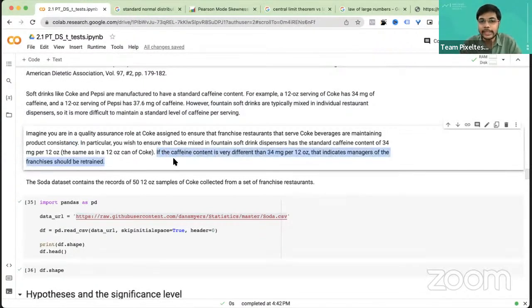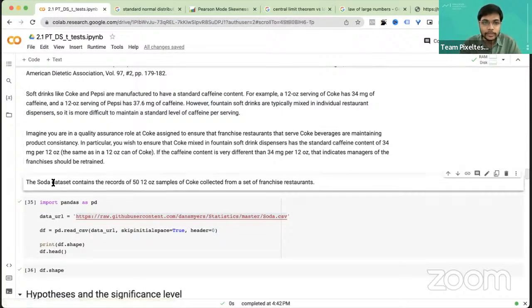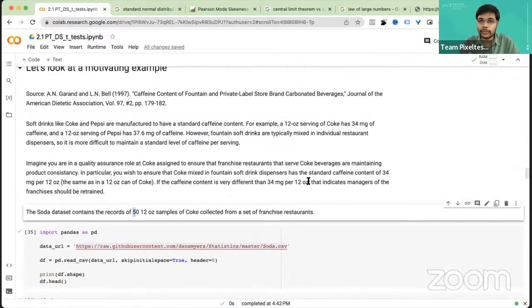If the caffeine content is heavily different from 34 mg per hour, that indicates managers of the franchisees should be retrained, right? So this is our whole setup, right? So now we understood the soda data contains 50 records of samples of Coke collected from different franchisee restaurants, right? If you have an understanding of this data set about the Coke and the individual restaurants mixing it, type U in the chat box.